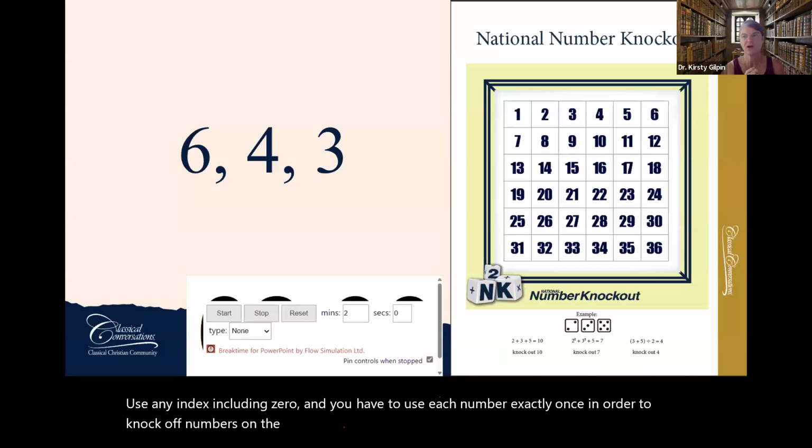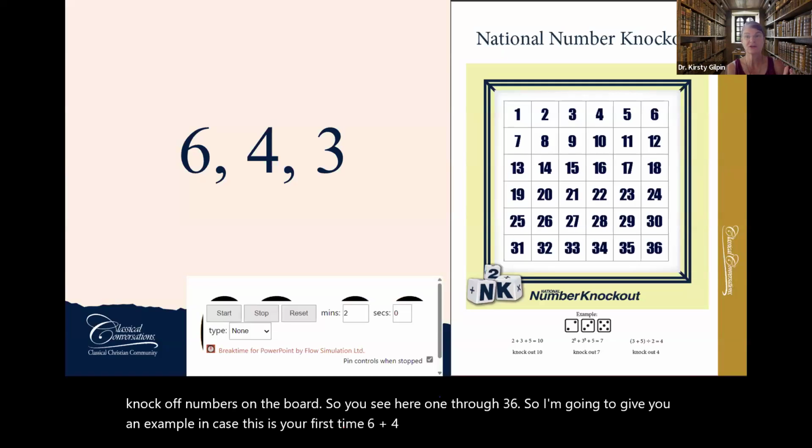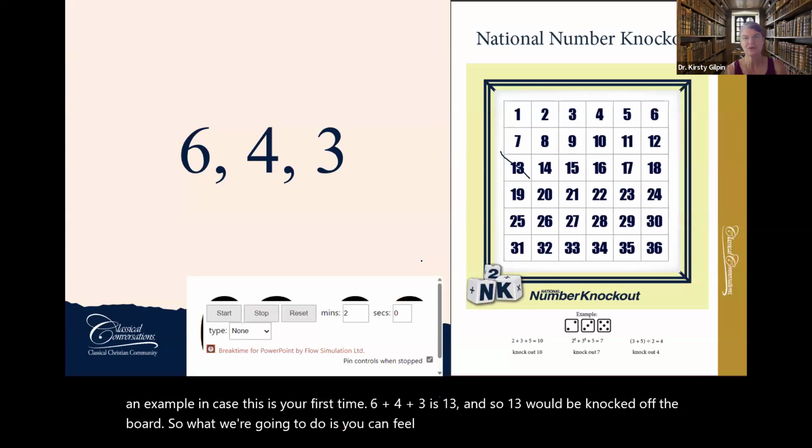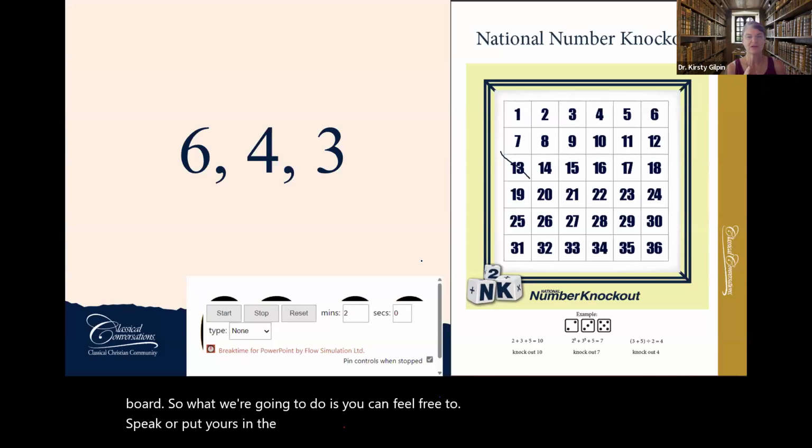So you see here 1 through 36. So I'm going to give you an example, in case this is your first time. 6 plus 4 plus 3 is 13. And so 13 would be knocked off the board. So what we're going to do is you can feel free to speak or put yours in the chat. We're going to do this for 2 minutes exactly. And when that timer goes off, we're going to move on. All right.